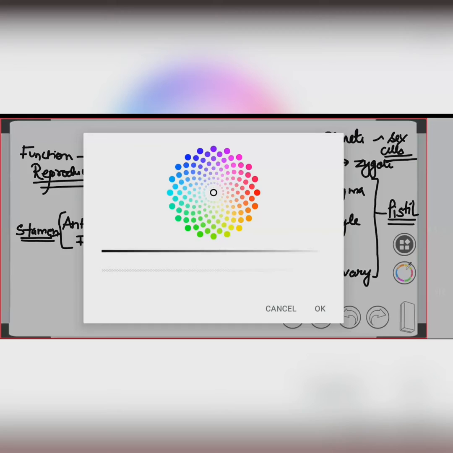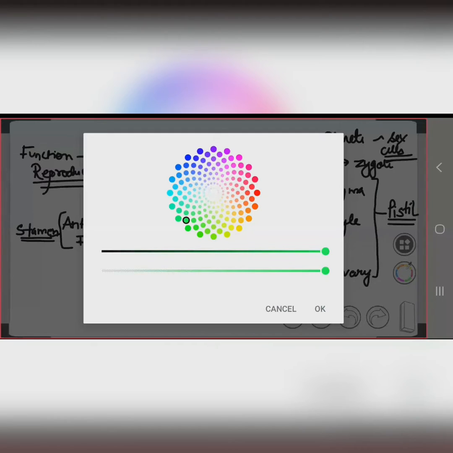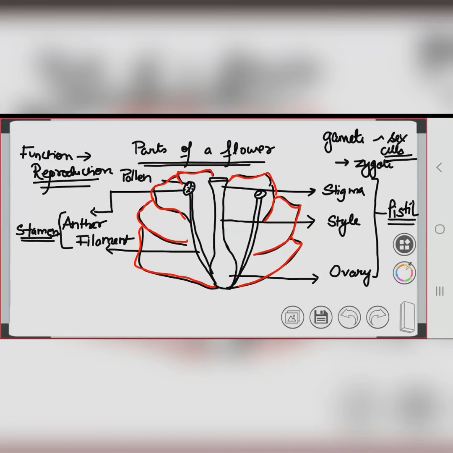Okay, one type of flowers will only contain pistil. One type of flowers will only contain stamen. So in those, male or female flowers are different. Those are called incomplete flowers. Okay?